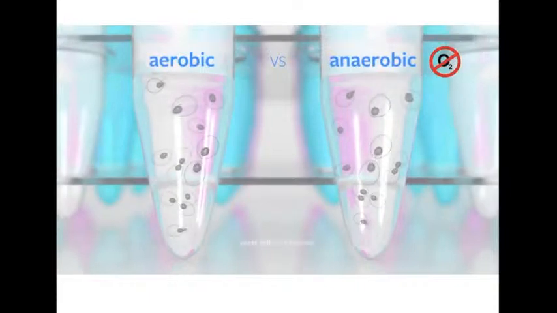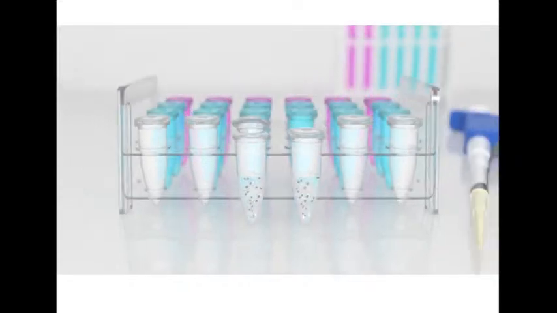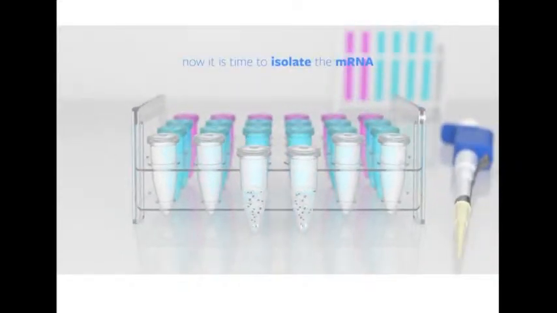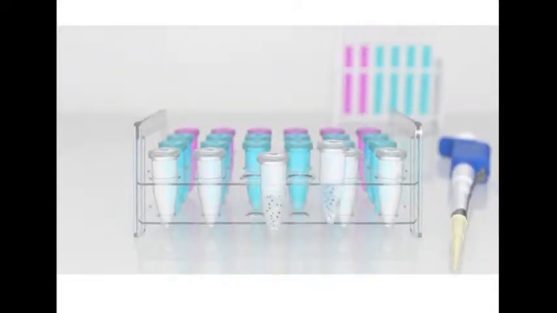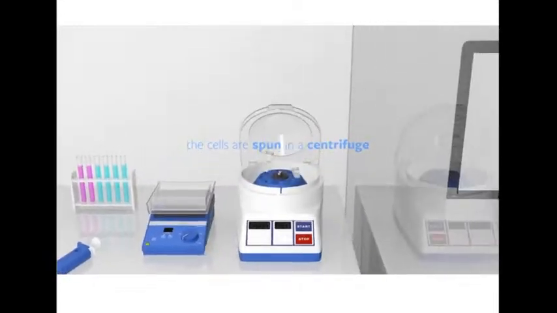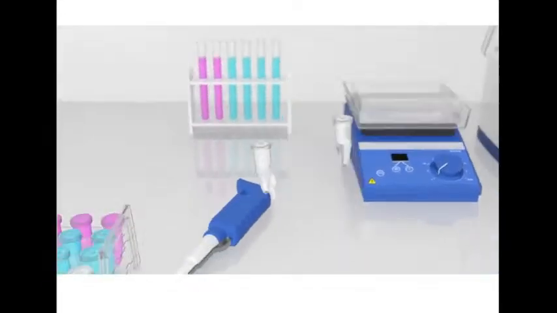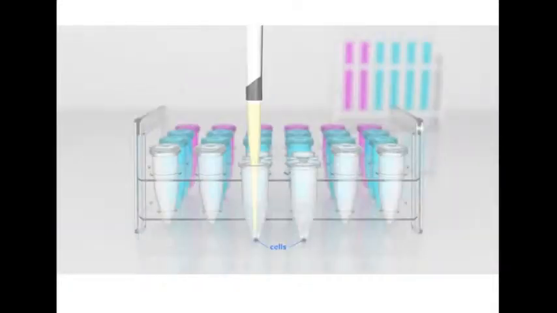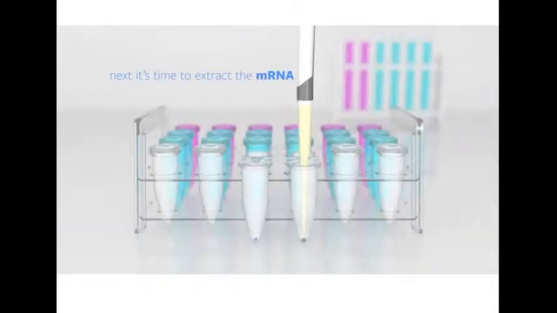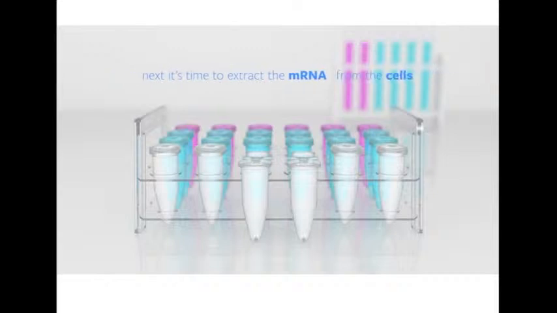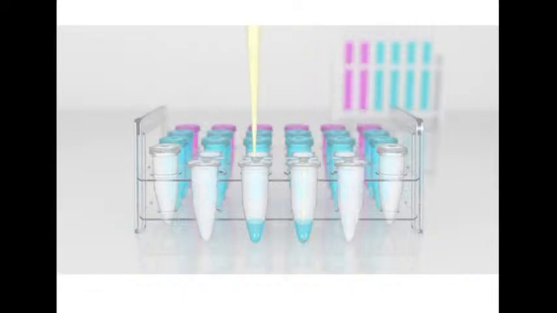The cells grow and adjust which genes need to be activated or repressed in order to survive. Now it is time to isolate the mRNA from both populations of cells. The cells are spun in a centrifuge. Now that the cells have gathered in pellets, we remove the liquid, but not the cells. Next, it is time to extract the mRNA from the cells. When we add the extraction buffer, the mRNA is released into the solution. Next, we remove the RNA and place it in a fresh tube.